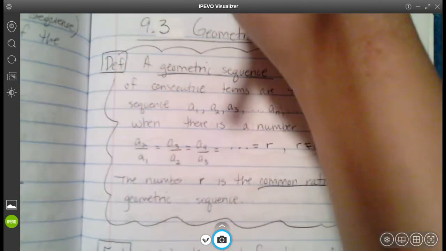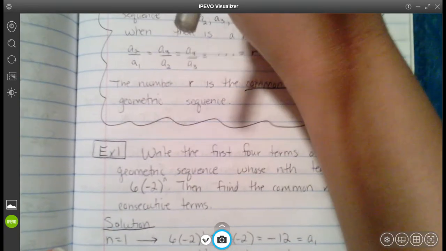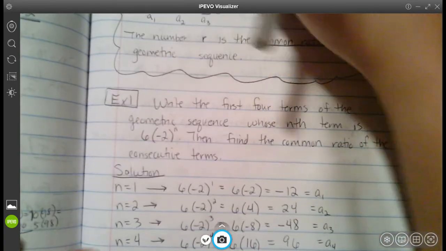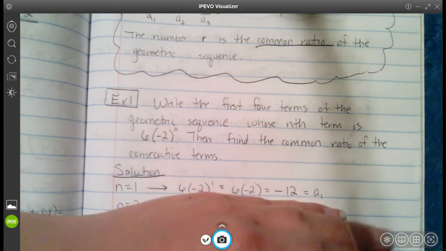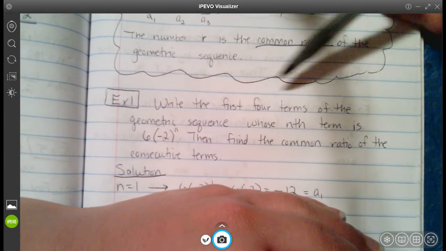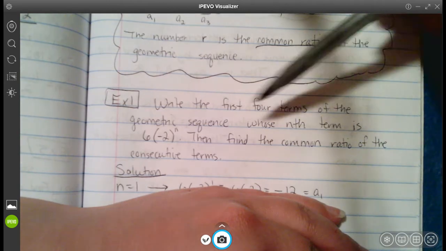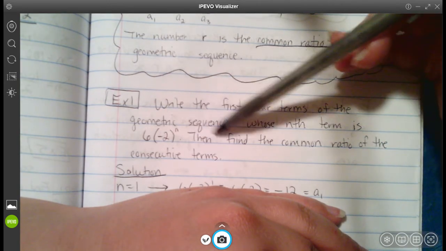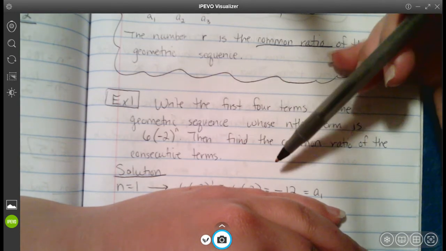So we're going to go ahead and go right into an example. I went ahead and did a back and forth thing for this one, so you have some that are done, some that we're going to do together. We have this first one here. It says, write the first four terms of the geometric sequence whose nth term is given by 6 times negative 2 to the nth power. Then find the common ratio of the consecutive terms.